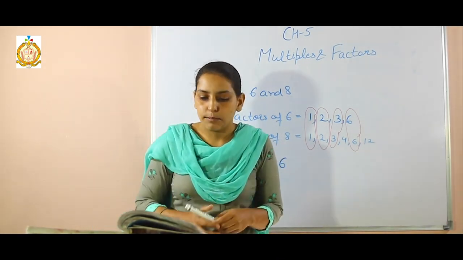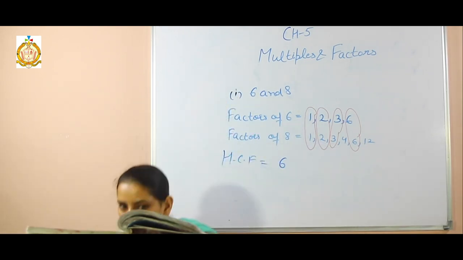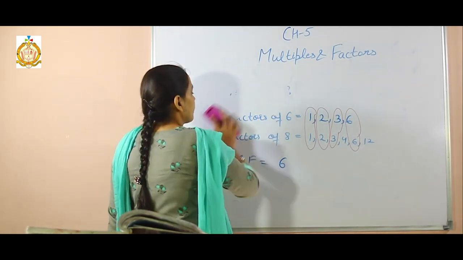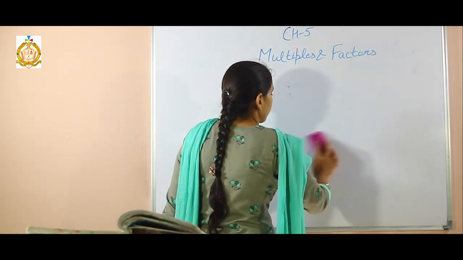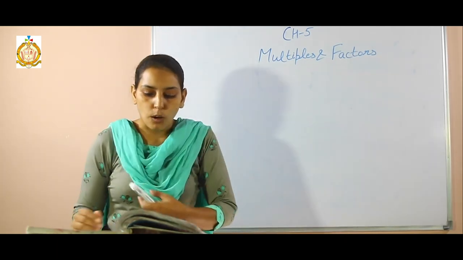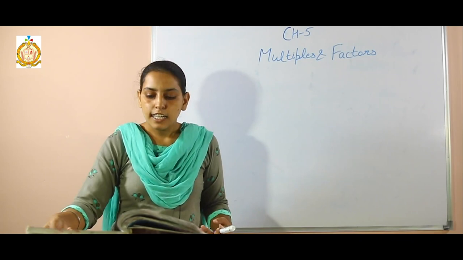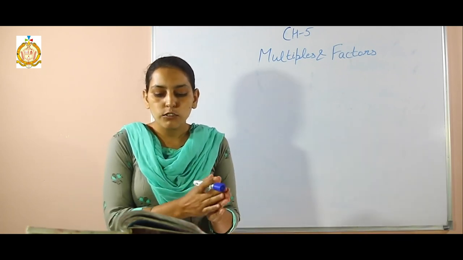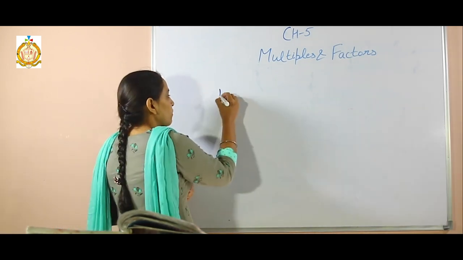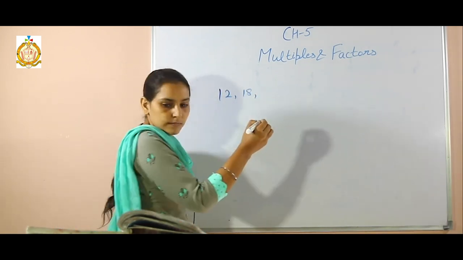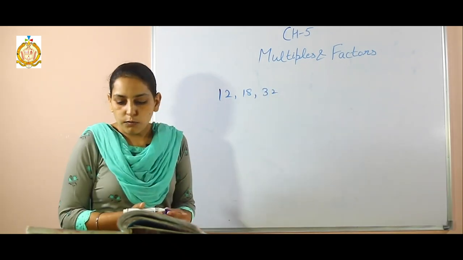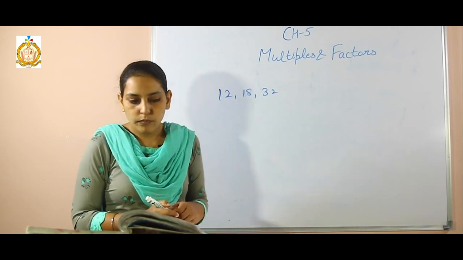Next, students, second sum. Write the common factors and find the HCF. Students, here you have to write the common factor. 3 numbers are given: 12, 18 and 32. Here, first of all, students, find out the factors.